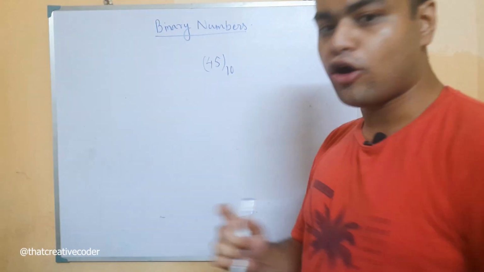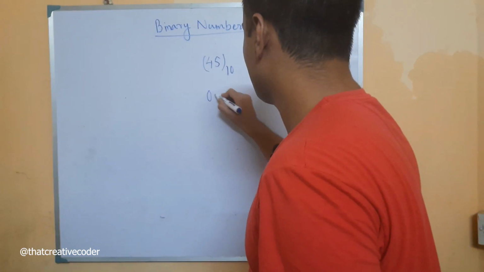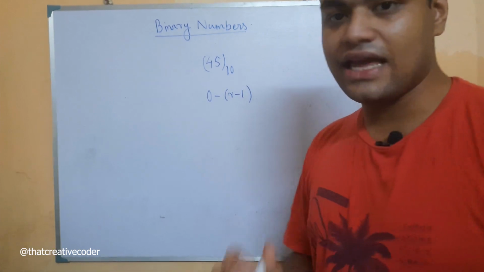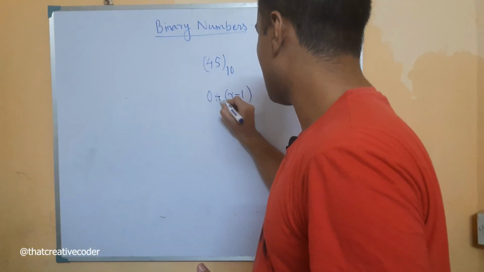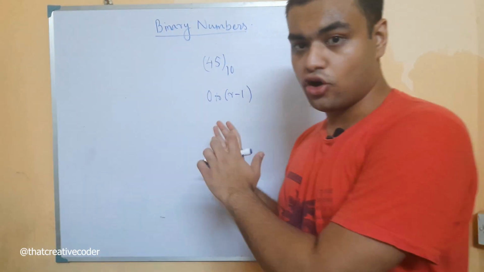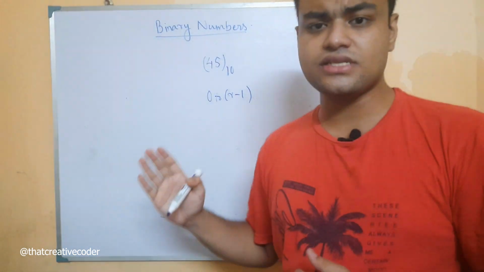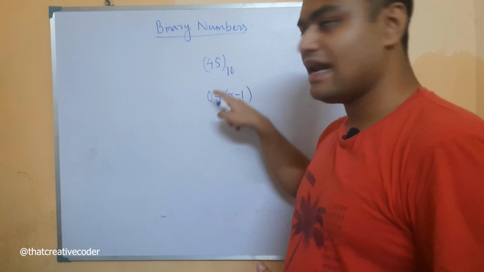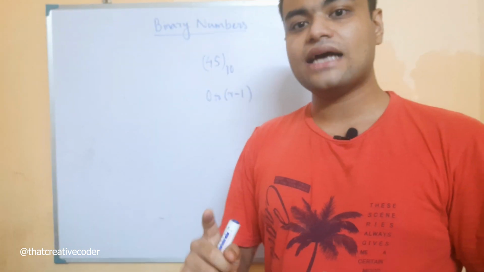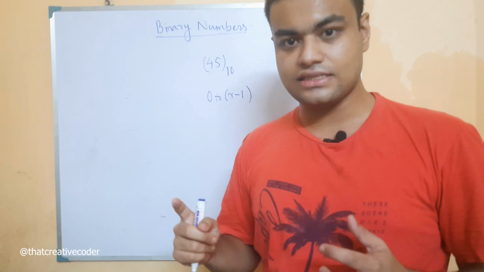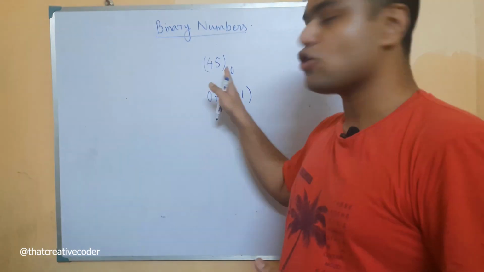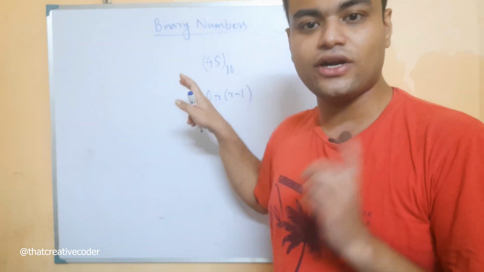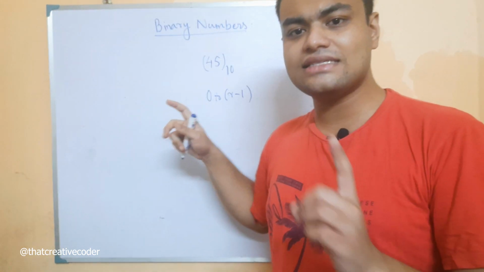Well, there is a formula: 0 to r minus 1. This is the range of any number system. Now, this is called the base. This 10 is called a base. It also has another synonym, which is called a radix, right? So this is called a base or radix. For the decimal number system, the base or radix is 10.